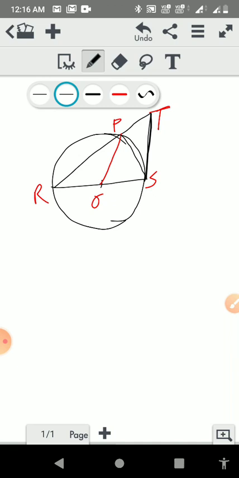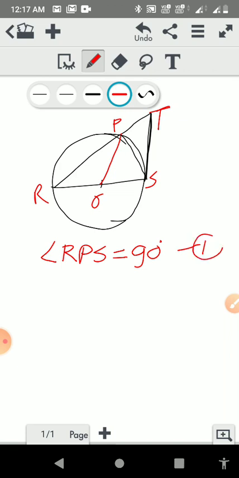As we know, the angle inscribed in a semicircle is a right angle, isn't it? So this portion RPS is a semicircle, and the angle inscribed in the semicircle is a right angle. Therefore I can write angle RPS equal to 90 degrees. I am giving this as equation number 1.